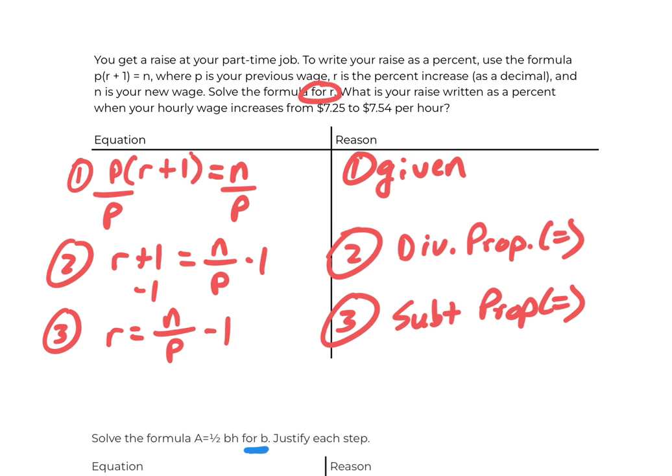Here's the reason why we would do something like this. You might say, what in the world would be the purpose of getting R by itself? I can take this formula, solve it for R, and now if I look back up here, P is the previous wage, N is the new wage, and R is your rate. We don't know the rate. But if I wanted to figure out what kind of increase this person got at their job, their hourly rate went from $7.25 to $7.54 an hour, what would be the increase percentage-wise?